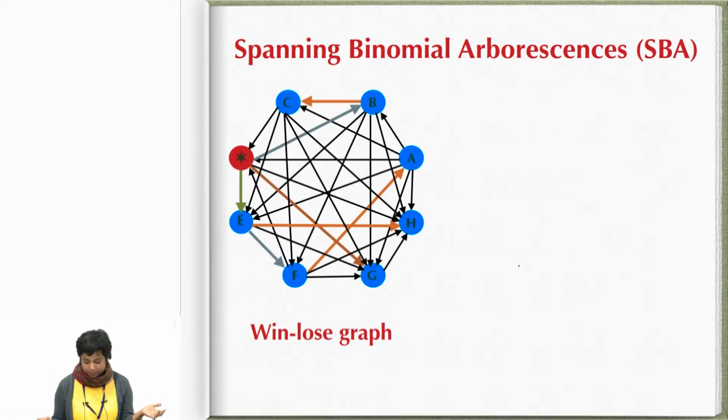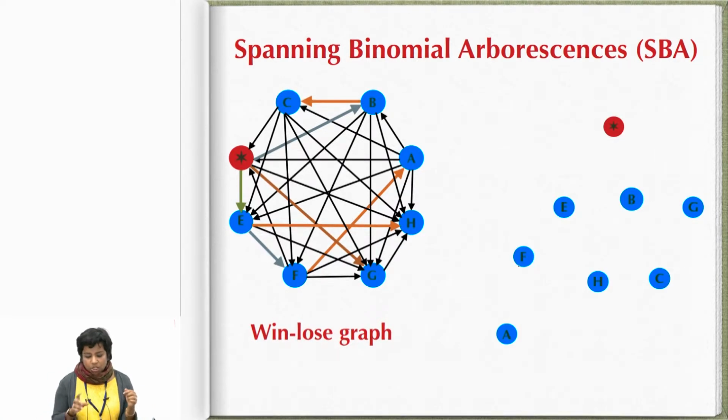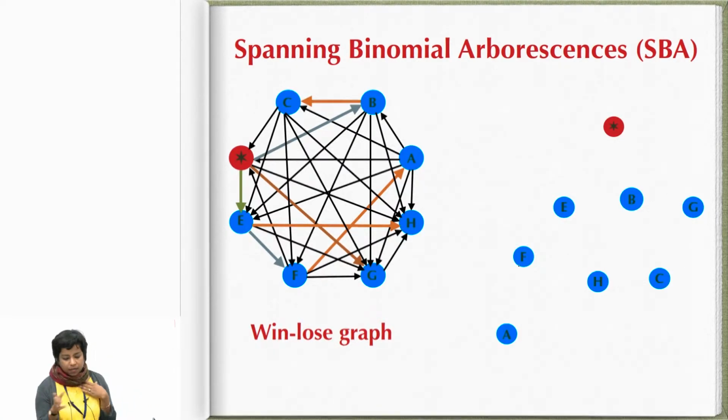The spanning binomial arborescence, I'll call it SBA from now on, because this term is a bit wordy. This is how we define it. These are the vertices from this graph. I just extracted them out. I wrote this one at the top because this is my favorite guy. I want this person to win. Between these players, there will be some games, imagining that everybody plays in each round unless they lose. That's the format.